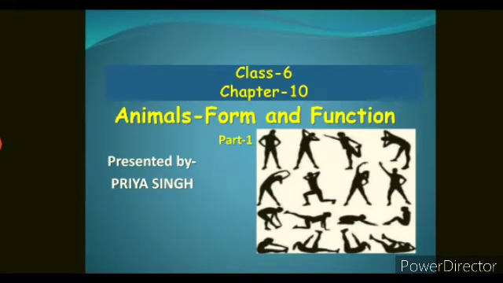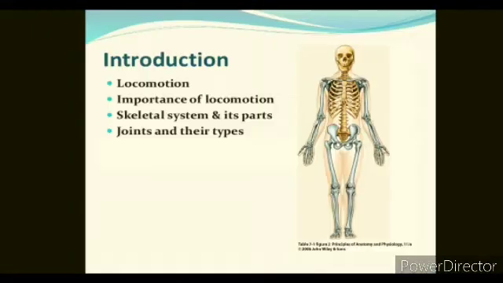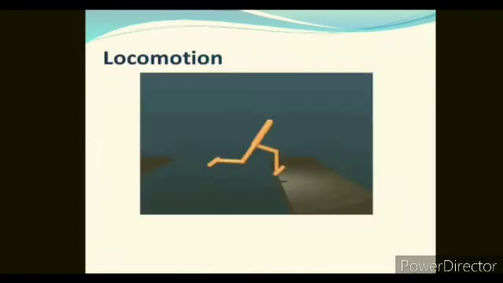Hello everyone. Today we are going to start our chapter number 10, Animals, Form and Function. This is the first part of this chapter. In this chapter, we will discuss locomotion and movement, the skeletal system and its different parts, and joints and its different types. Let's start the topic.